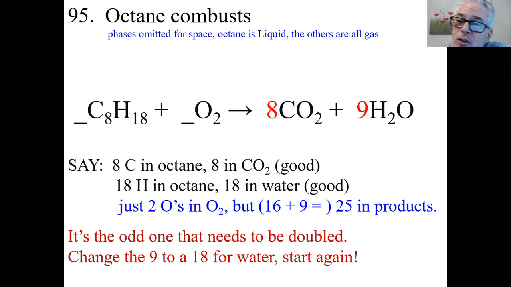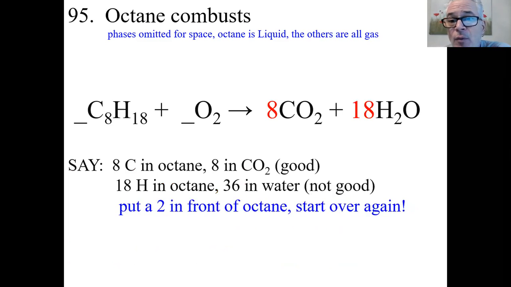Now we always start with just 2 oxygens in O2. But look at the oxygens on the product side. We have 16 oxygens in the carbon dioxide plus 9 more. 16 and 9 is 25. 25 oxygens in the product. That's an odd number. Now, which one of them is odd? Is the 16 odd? Is the 9 odd? So we have to double the 9 to an 18, and then we're going to have to start all over again. 9 waters won't fly. We're going to make it 18, and now we start over.